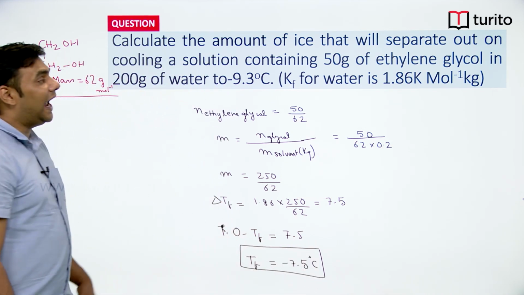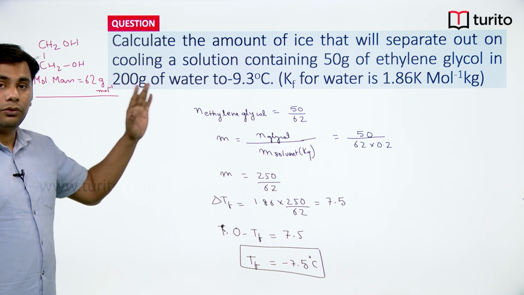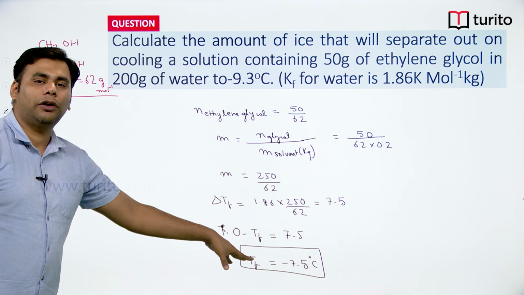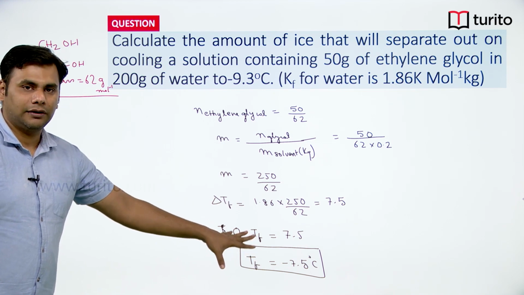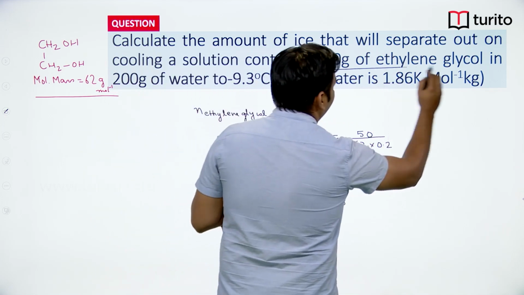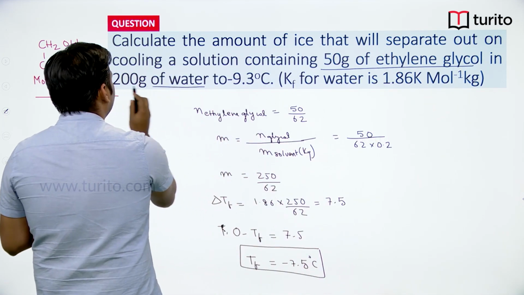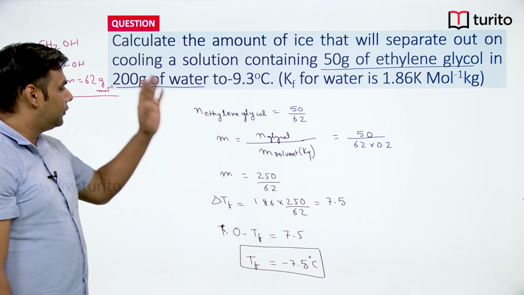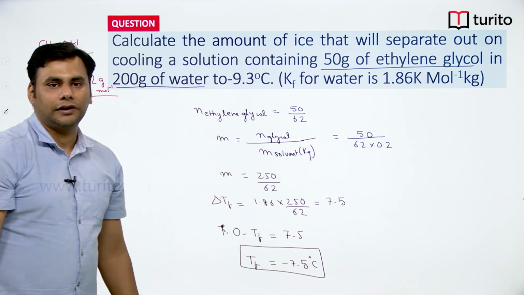Okay, so when we add 50 gram of ethylene glycol in 200 gram of water, the freezing point of that solution is minus 7.5 degrees Celsius. I hope this data is clear to you. So we have taken the system in which we are adding 50 gram of ethylene glycol in 200 gram of water, and we are just checking what is the freezing point of this solution.